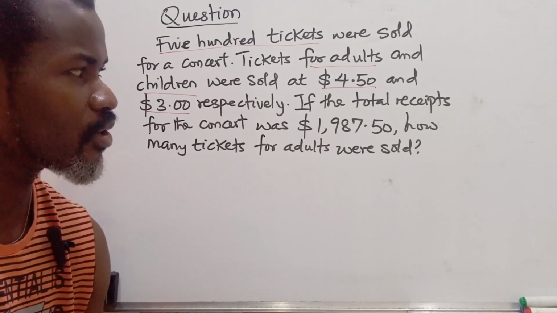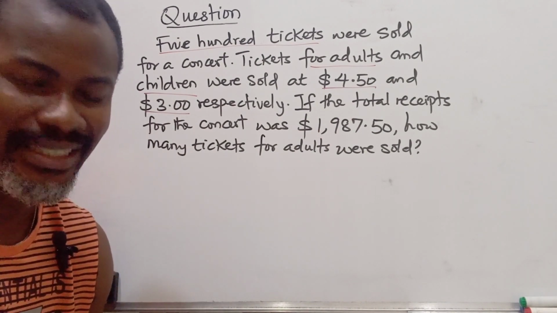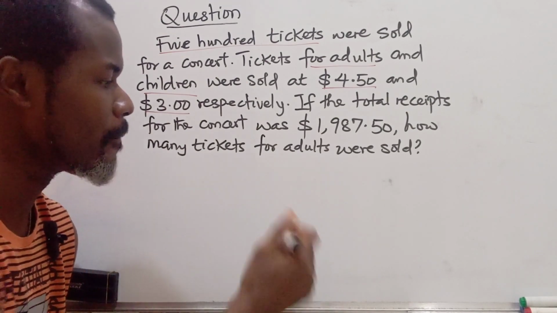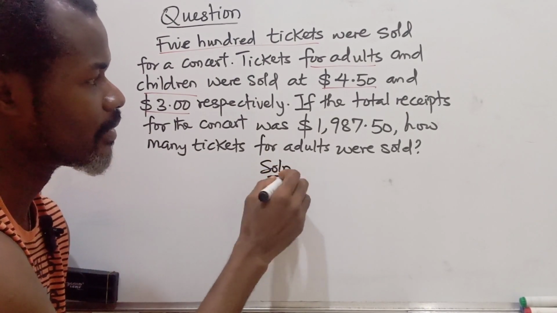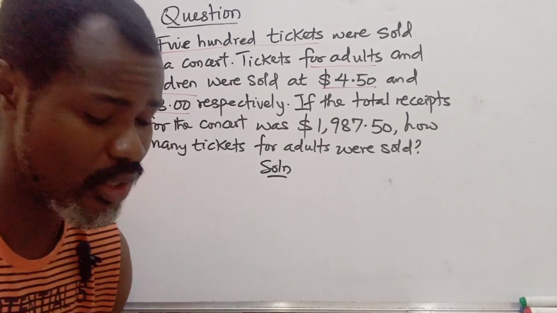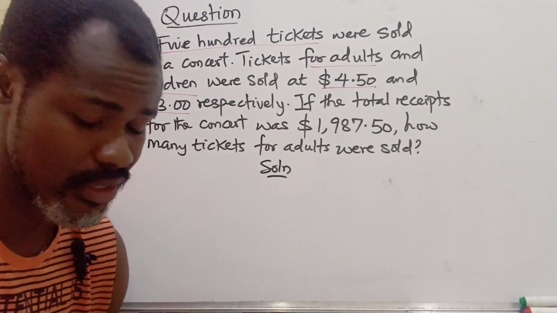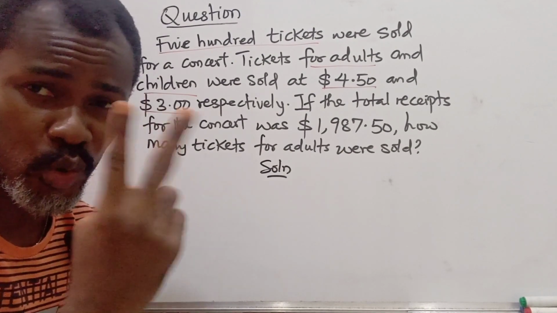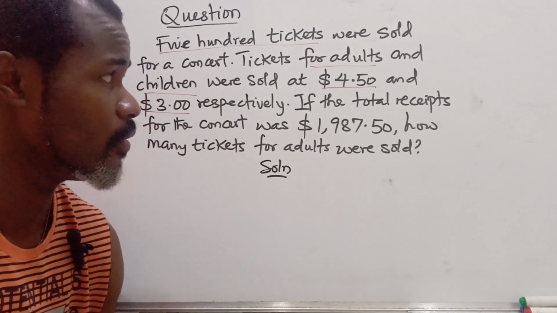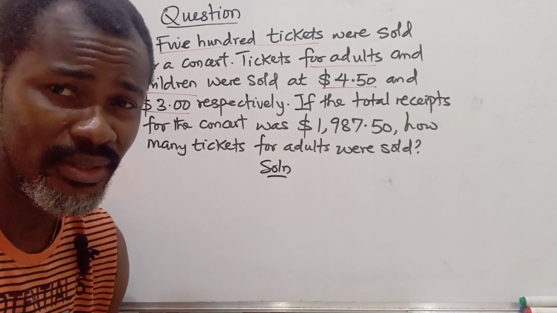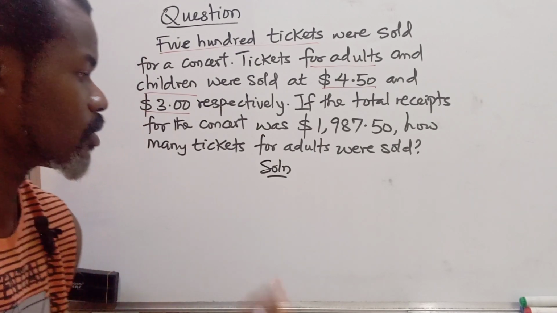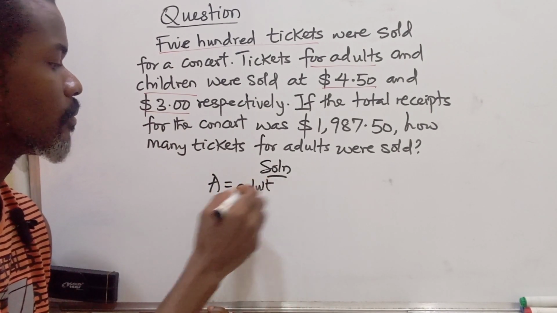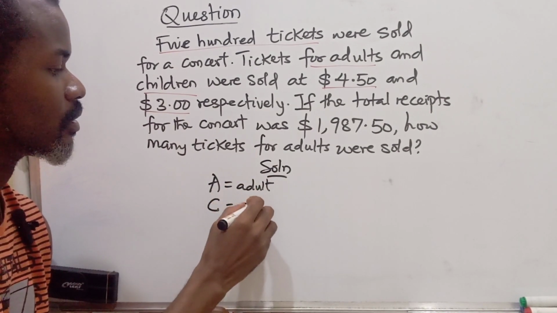So let's first of all interpret the first line. The first line is very important. This is a word problem, and from the first line it is going to lead us to a simultaneous equation, because we are comparing two different quantities, adults and children. So let's say A is for adults and C is for children.